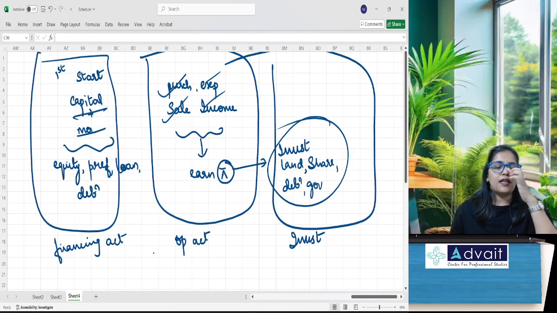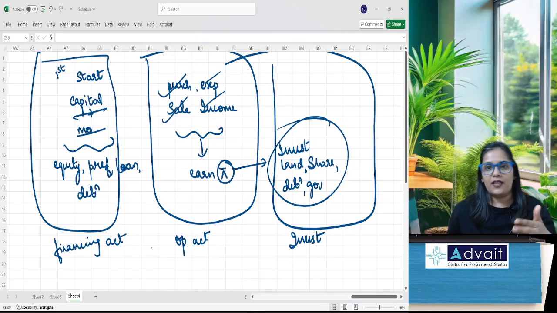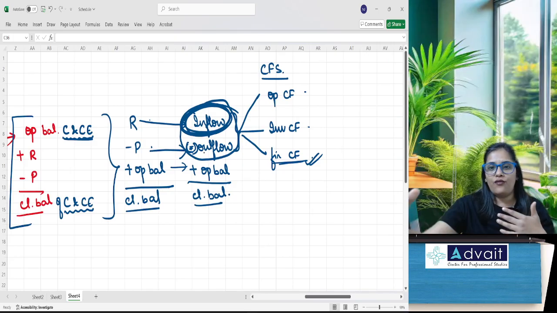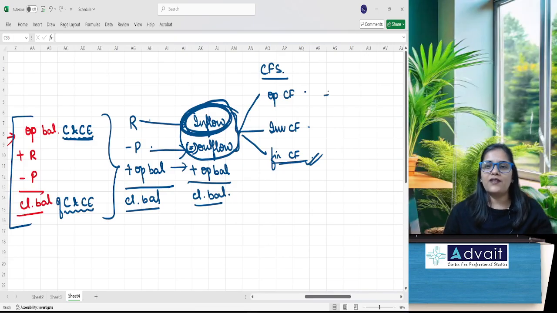Now let's say we paid salary. Salary is what? Salary is an operating activity, because of the operations of the business, we have to pay salary. Correct. So that salary is an outflow, and it goes under operating.